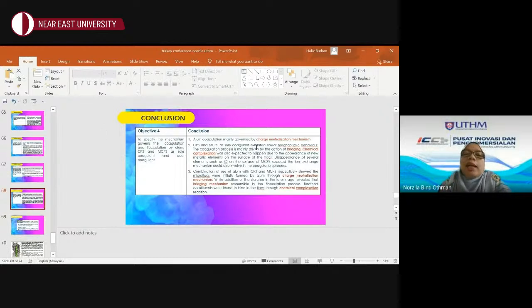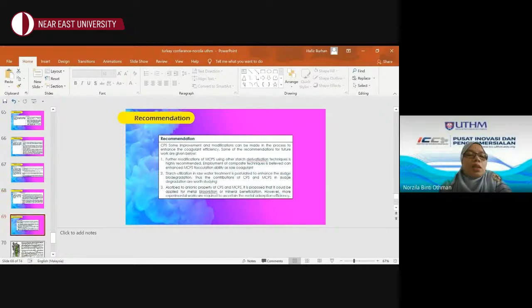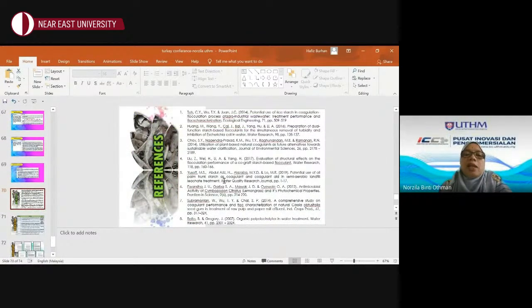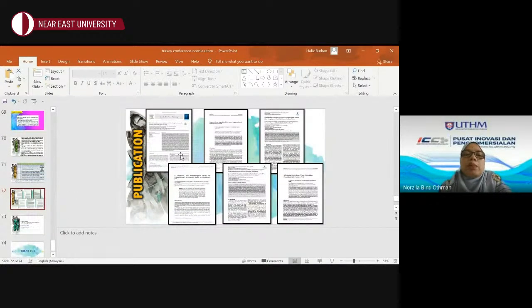For objective 4, alum coagulation is mainly governed by charge neutralization as the mechanism. CPS and MCPS as a sole coagulant exhibit similar mechanism behavior. For bridging and chemical complexation, the combined use of alum with CPS and MCPS shows the charge neutralization mechanism. So these are the main references that were used in this study. This study has also been published in a high impact journal and many Scopus indexed journals. With that, I thank you.